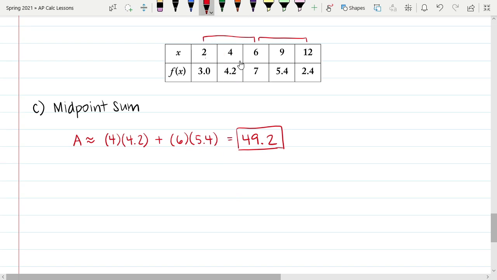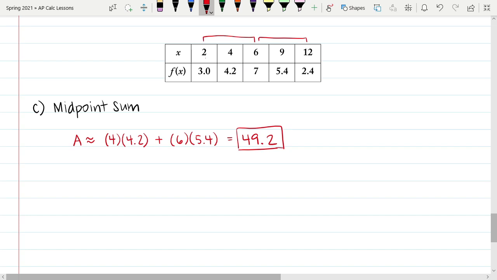So again, it's very important for you to keep in mind that you can only use the values in the table that were given to you. So if I'm trying to use a midpoint sum, I have to make sure that I'm choosing intervals that allow me to have information about the midpoint. Otherwise, I can't use a midpoint sum.